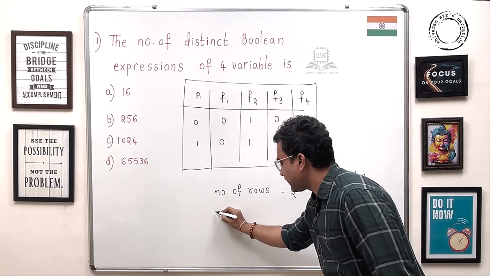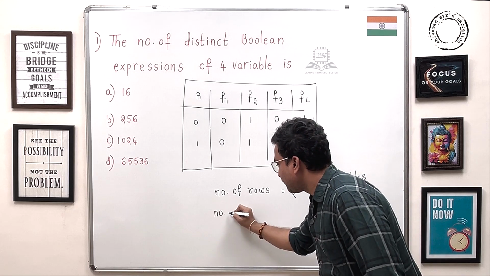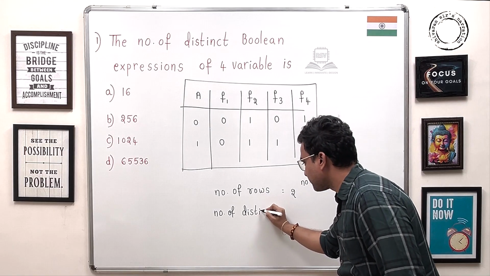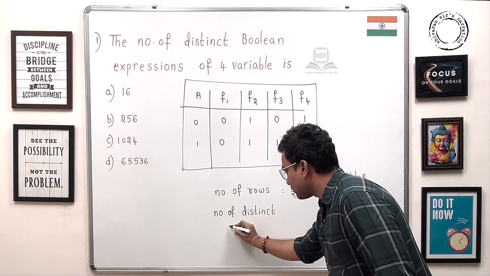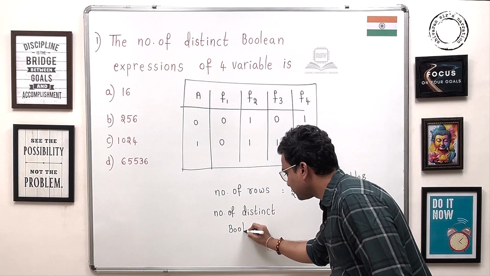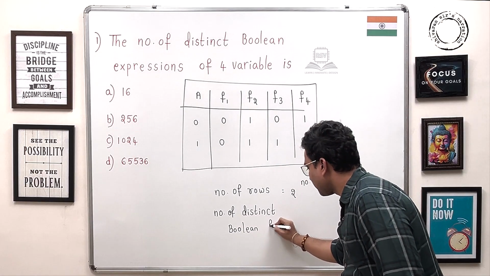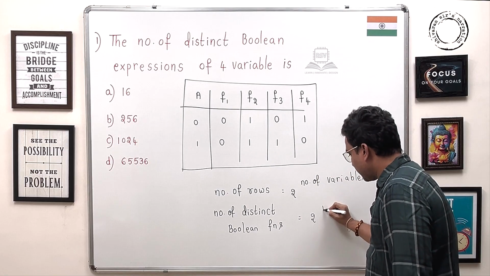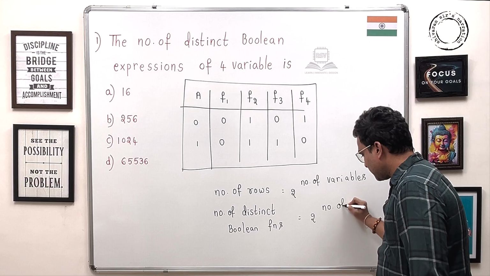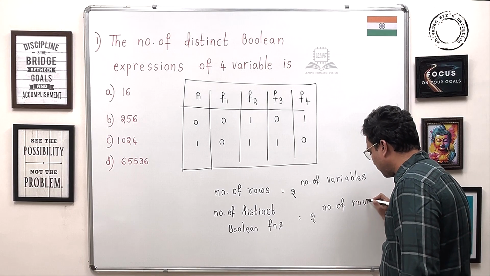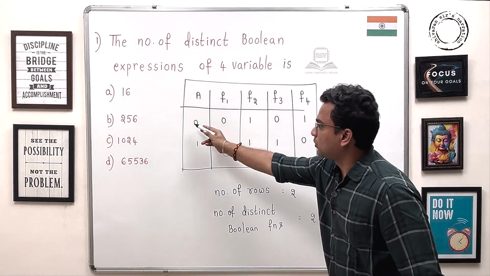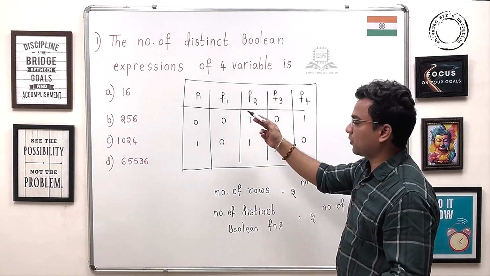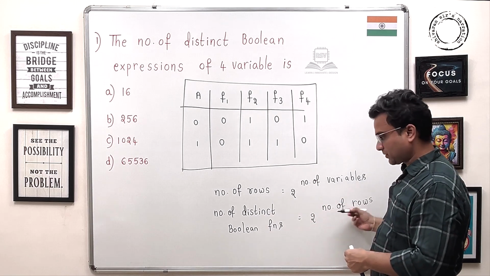Hence, I can say the number of distinct Boolean functions is equal to 2 power number of rows. In our example, the number of rows is 2 and we got 4 functions: 2 power number of rows.